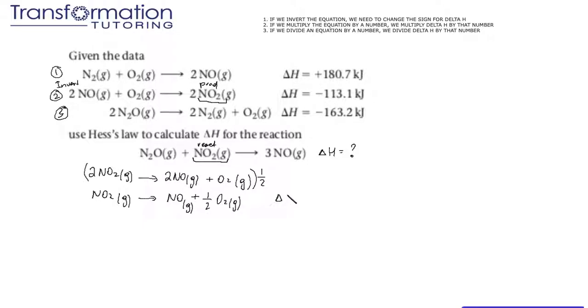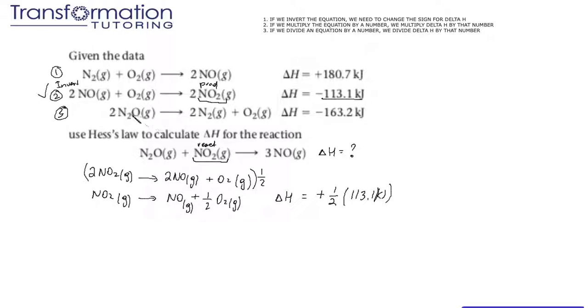Now, in terms of my delta H, as you can read the rules I wrote above, if we invert the equation, we need to change the sign for delta H. So let's change the sign to plus because it is minus here. And if we multiply the equation by a number, we multiply delta H by that number. So we're going to go ahead and multiply our delta H by 1/2. So we will get 13.1 kilojoules. Great. This second equation is done, and let's look at the third one.